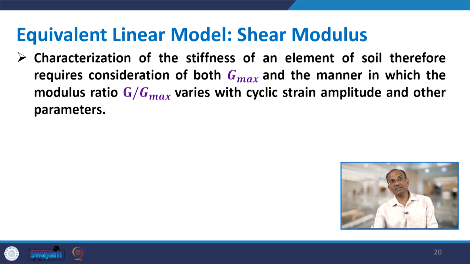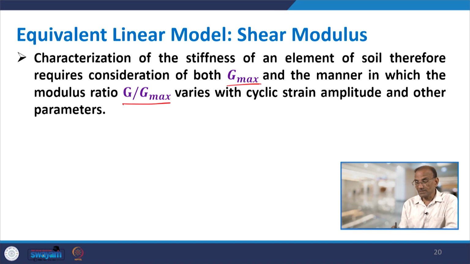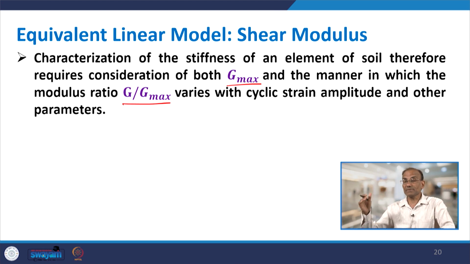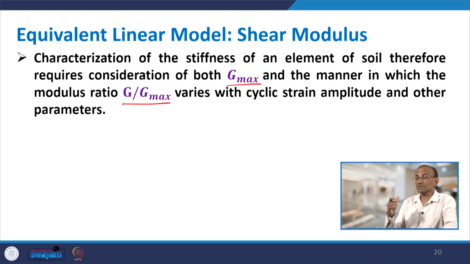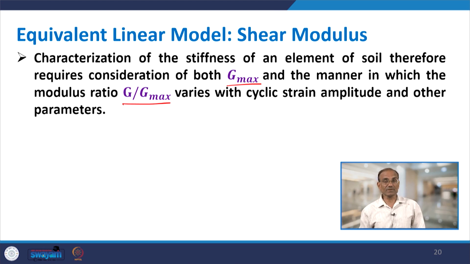The characterization of the stiffness of an element of soil therefore requires consideration of both G max and the manner in which modulus G by G max varies with cyclic strain amplitude and other parameters. So, how does G max vary, how does this ratio vary? As for G max, this is the value at very low strain. So, it does not change with strain because you are defining it at a very low strain value, while G varies, but G max varies with other parameters which we are going to discuss.